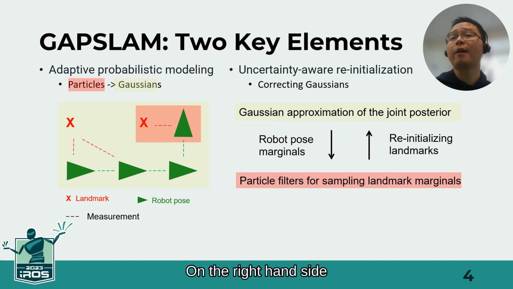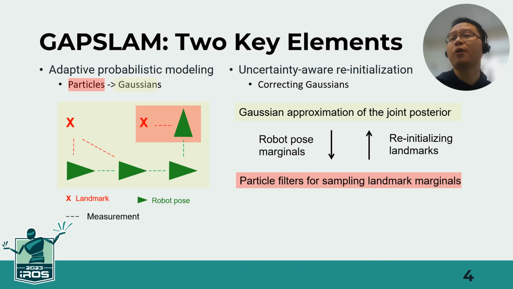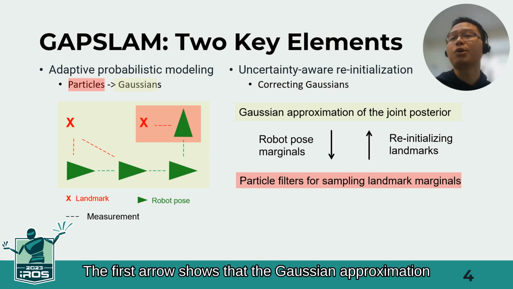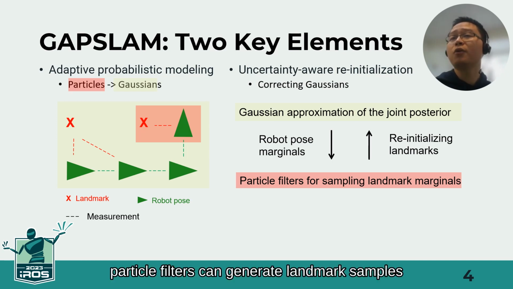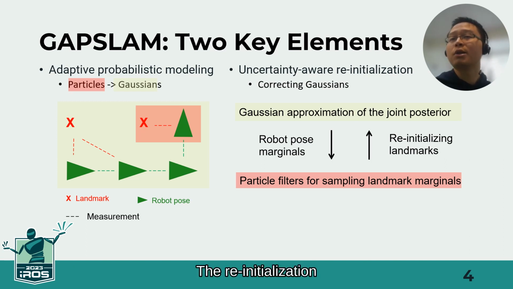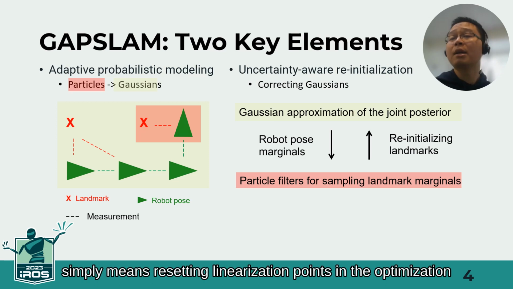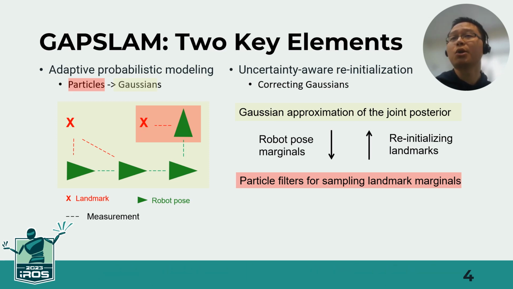On the right-hand side, I'm showing you how the Gaussian approximation and particle filters help each other. The first arrow shows that the Gaussian approximation provides robot-pose distributions. Given robot-poses, particle filters can generate landmark samples. And then the second arrow denotes that we can pick the best sample to reinitialize the landmark in the Gaussian approximation. The reinitialization simply means resetting linearization points in the optimization solver for computing the Gaussian approximation.